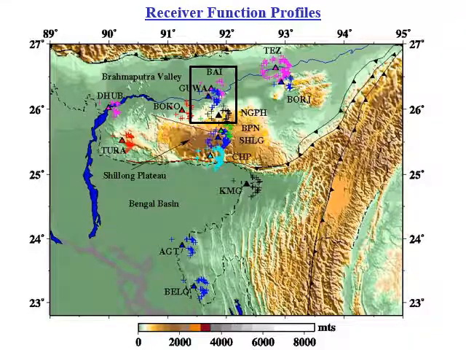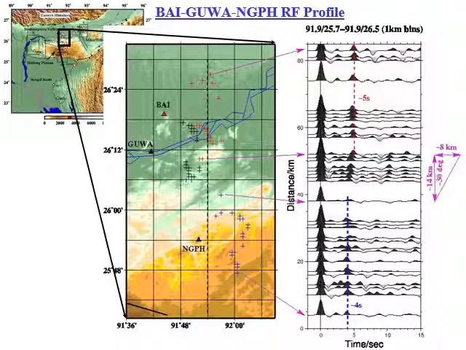Now we look at a set of stations across the northern edge of the Shillong Plateau. We'll be looking at 3 stations, Baihata, Guwahati and Nongpo, and look at the variation in the receiver function PS phase from north to south. So again, the plot in the middle is a zoomed in version of the plot that you see on the left, where you can see the 3 stations Baihata, Guwahati and Nongpo. The piercing points are color coded: red for Baihata, black for Guwahati and blue for Nongpo.